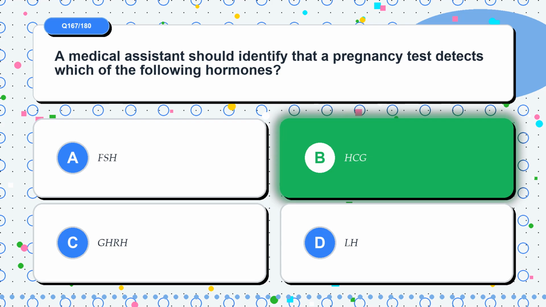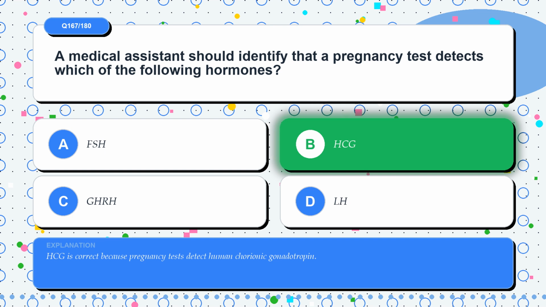The correct answer is option B. HCG. HCG is correct because pregnancy tests detect human chorionic gonadotropin.